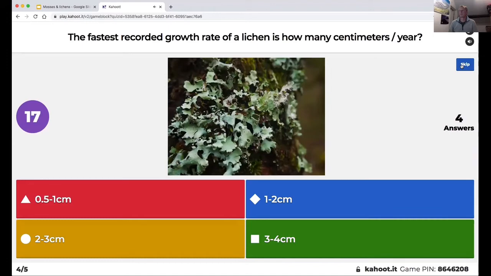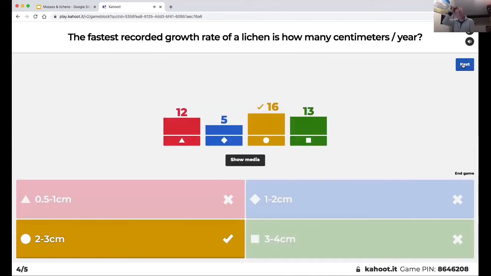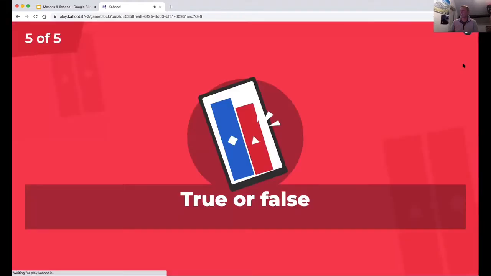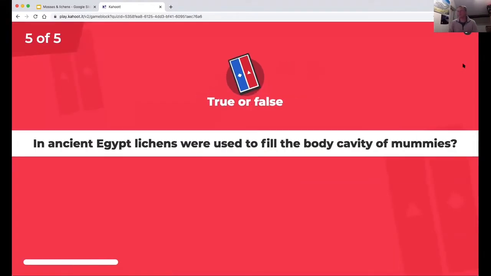So lichens, slow growers, but some are quite fast. Bit of a guess, really. So the fastest foliage lichens grow 2 to 3 centimeters per year. Great, a lot of you guessed that one correctly. Well done, Claire. And the final question.